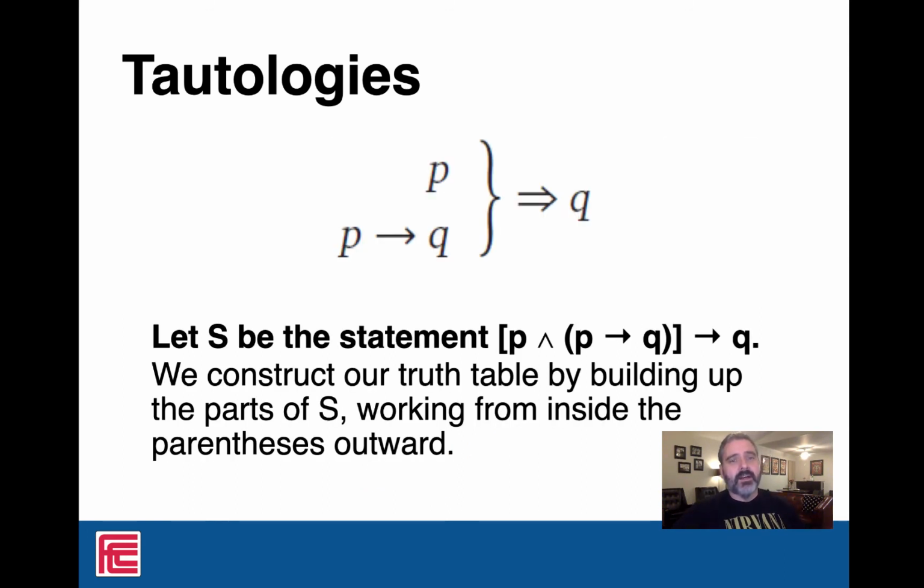So here is a statement: P and (P implies Q) implies Q. And that is a tautology, right? But I guess we should actually prove that. And we could do that with a truth table like we did last week.